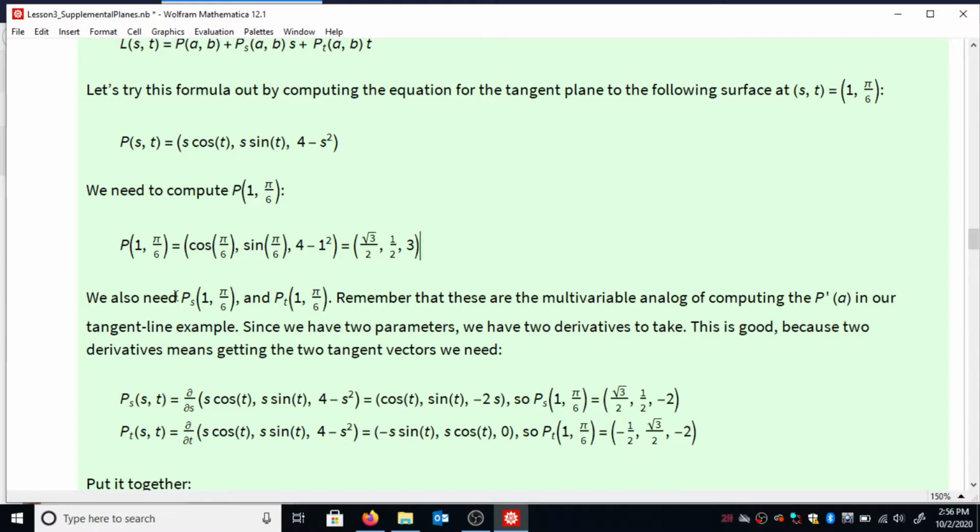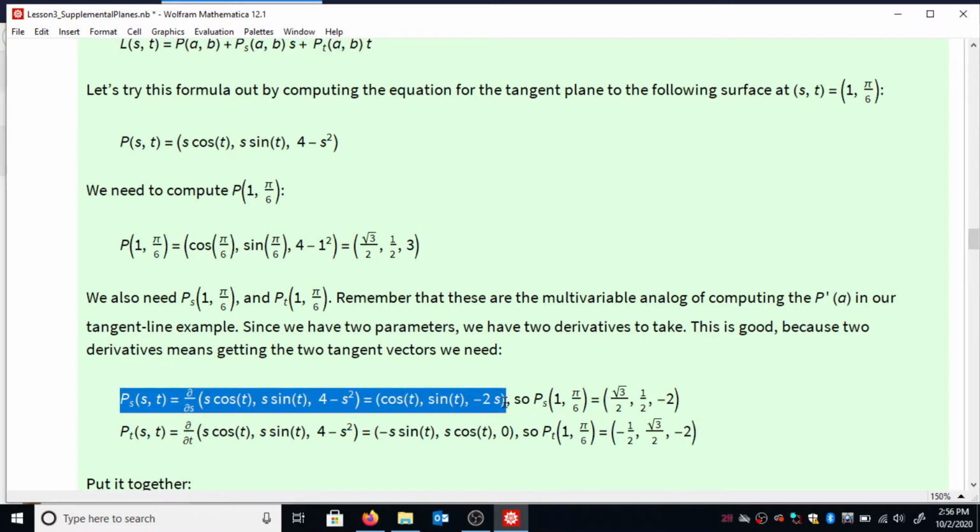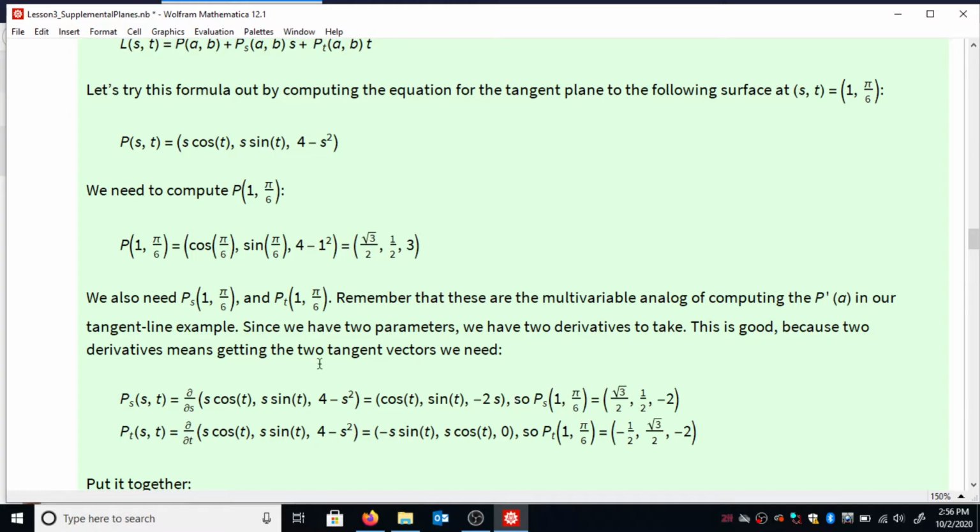And then we also need some partial derivatives. These are our slope vectors. So you guys could see how I compute these partial derivatives. First I do it in general, just in terms of s's and t's, and then after that I'll go ahead and plug numbers in.